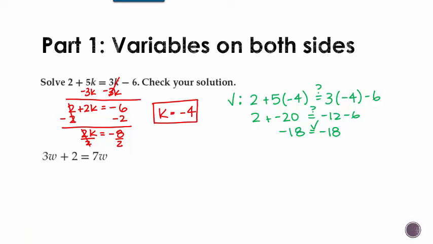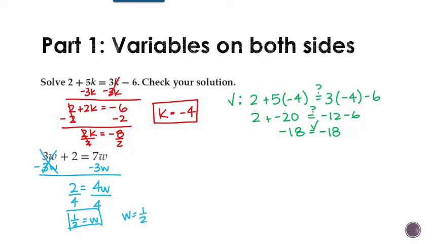Now this next one's a little different because even though we have variables on both sides, there's only numbers on one side. So because of that, I'm going to move my variables to the other side. So subtract 3w from both sides. This crosses off. I get 2 equals 4w. Now I can divide both sides by 4 and end up with w is 1/2. And you can leave it like this, or you could rewrite it as this because of the symmetric property.